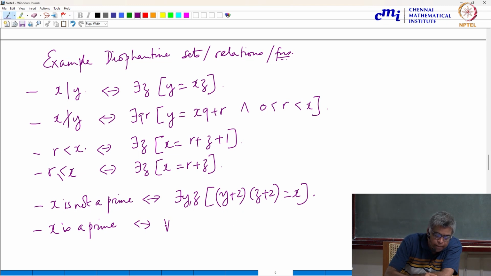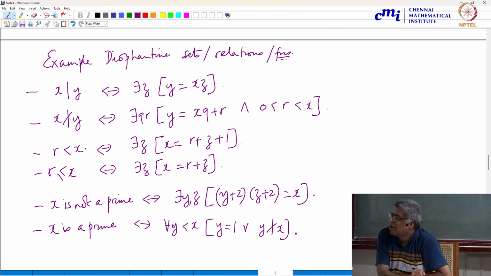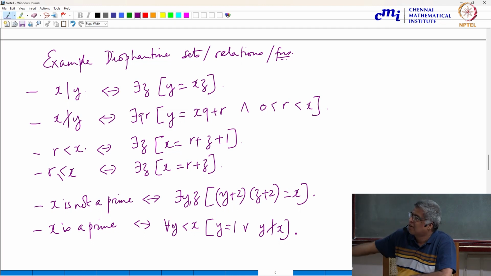For all x less than, sorry, for all y strictly less than x, you can say either y equals 1 or y does not divide x. Okay, but again there is something that I've sneaked in. How do I say for all y less than x?